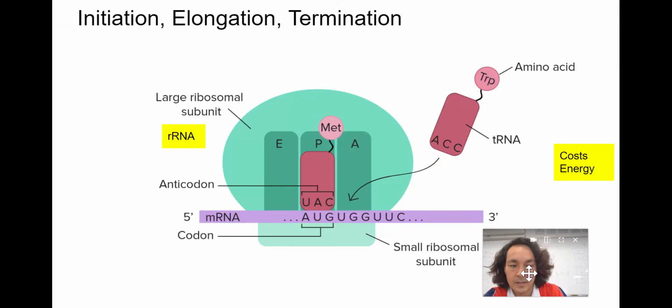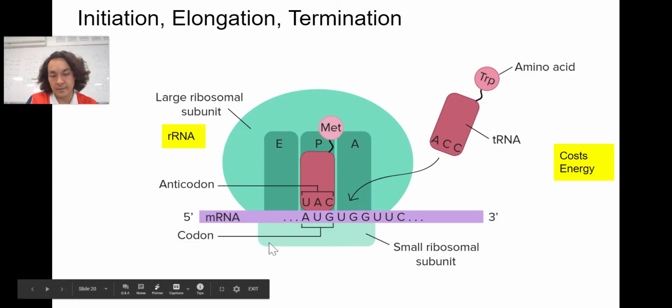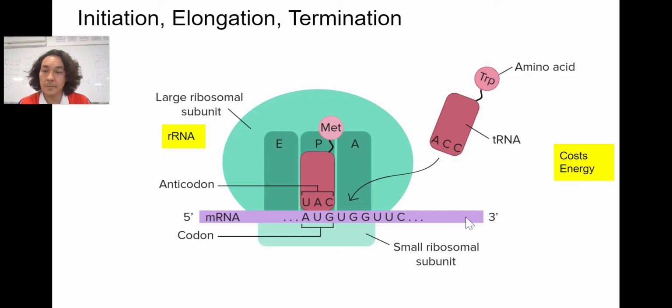All right, initiation, elongation, and termination. This is a good time to review the 3 types of RNA. There's ribosomal RNA making up the ribosome. There's a small subunit and a large subunit. mRNA is what was made in transcription from the DNA. tRNA is carrying the amino acids. It takes energy for this to happen.